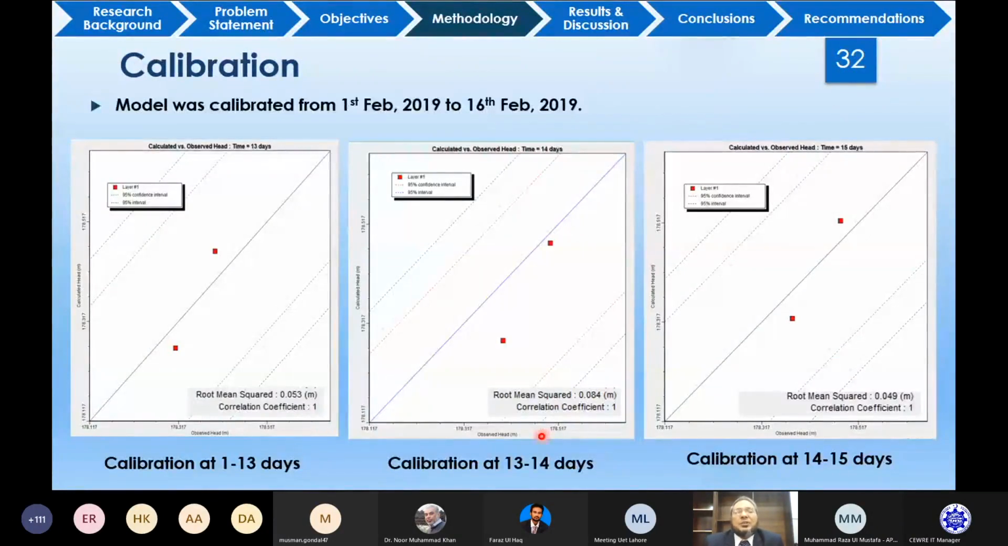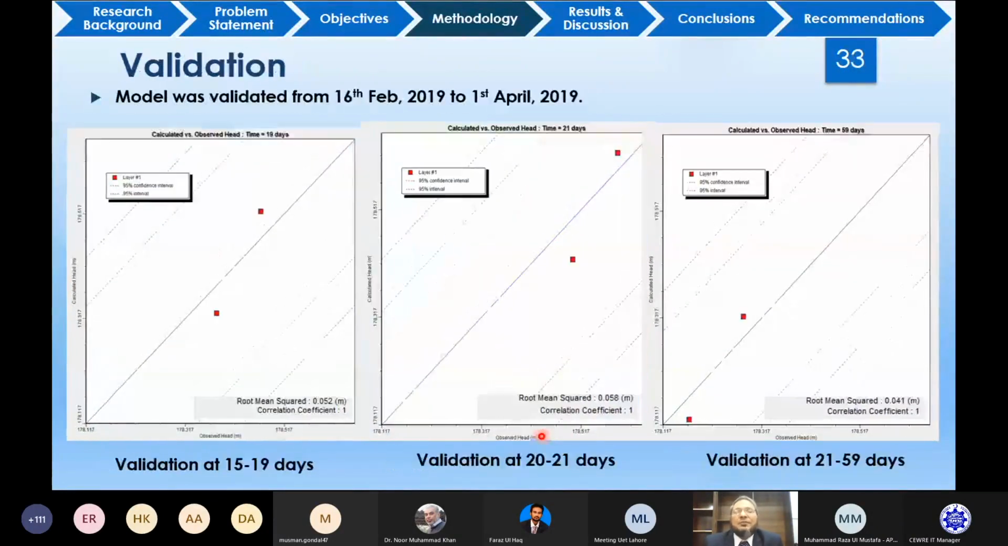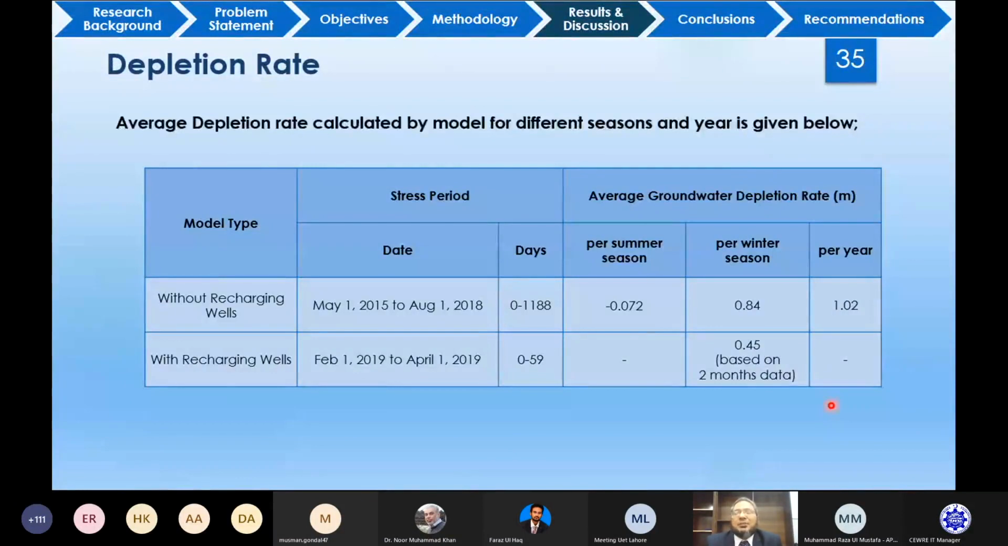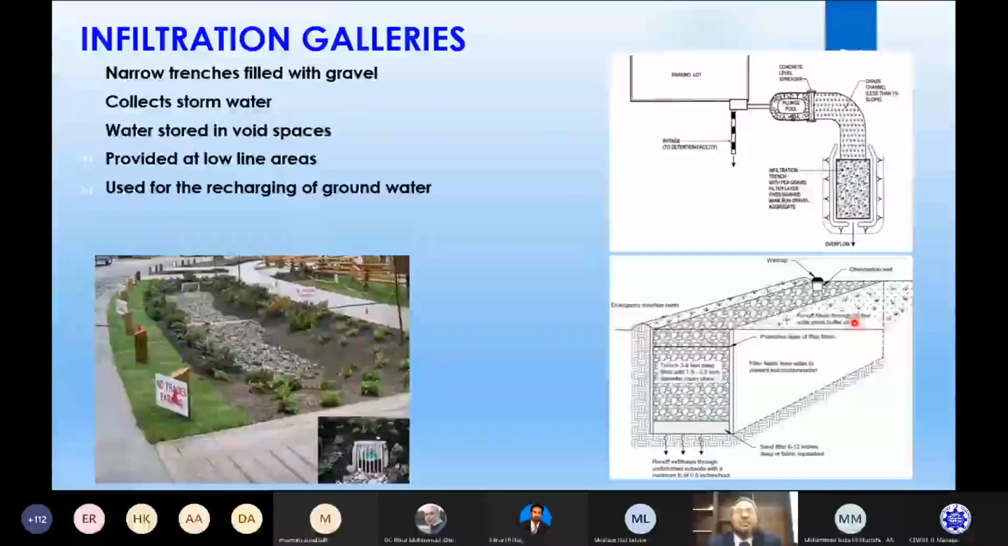And these are the calibration results, which are within the 95% confidence limits. These are validation results, and these are the results showing how the hydraulic grade line changes when there is water in the recharging well, and when a lot of water comes here, its slope becomes like that. These are the depletion rates: for summer season -0.72, winter season 0.48, and per year average 1.02 meter.